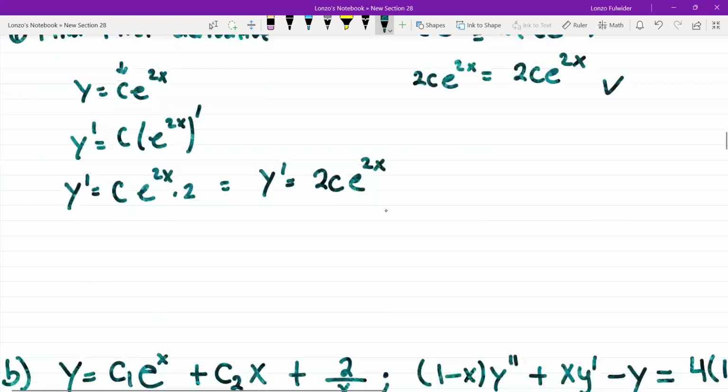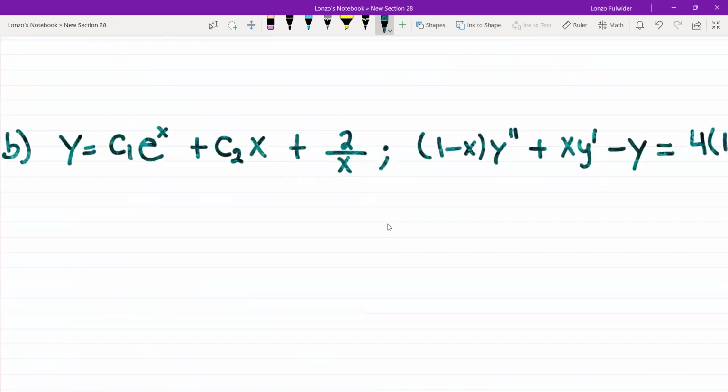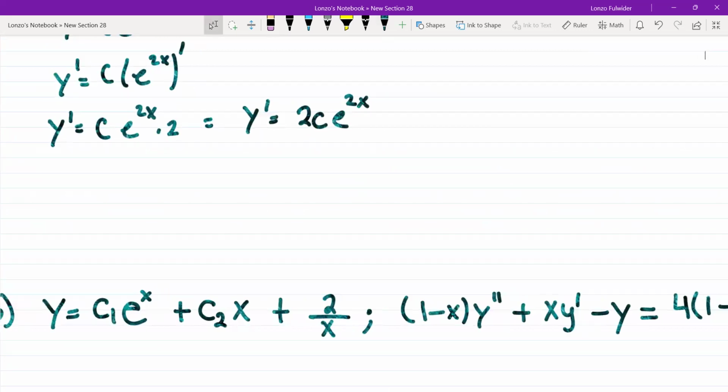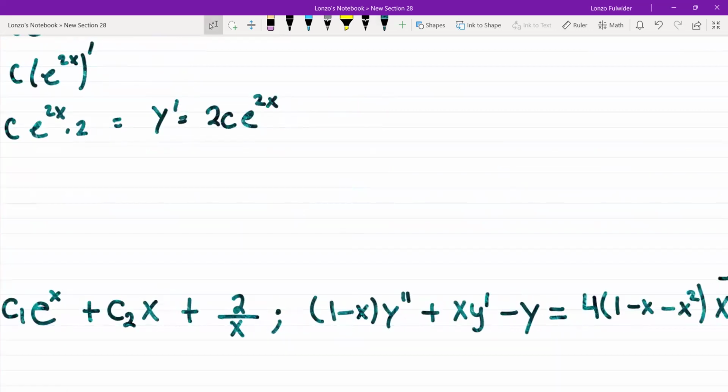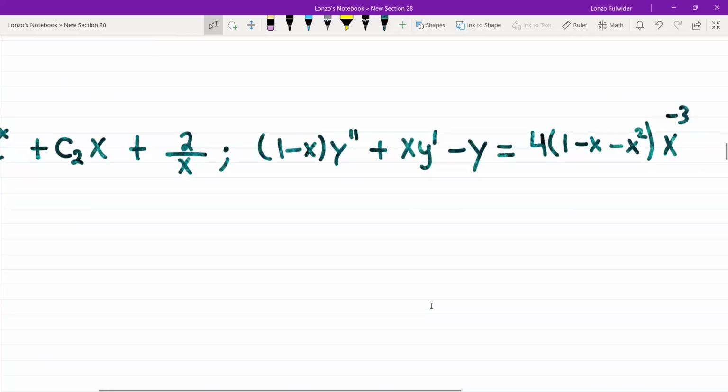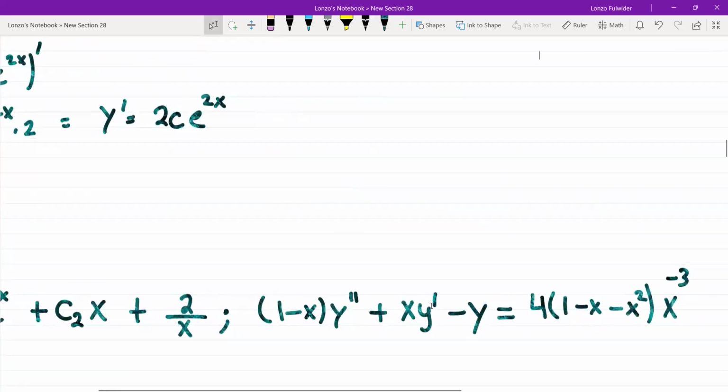Okay, let's move on to number B. So we have y equals c1 e to the 2x plus c2x plus 2 over x, and then we have all of this. So we have to verify. What we'll need is to find the derivatives. So we need the second derivative, the first derivative, etc. So let's see what we have here.